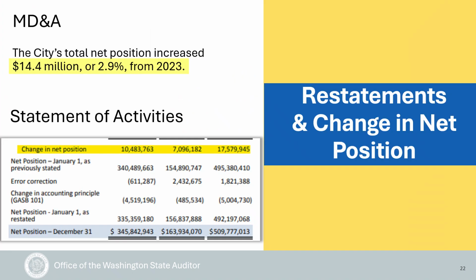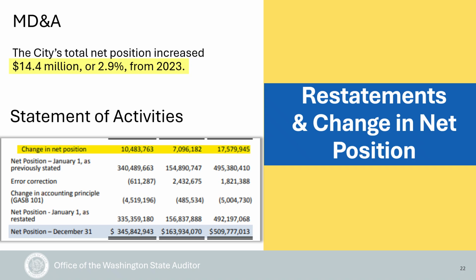Another issue we have seen after the implementation of GASB 100 is the reporting of the change in net position in the MD&A compared to the financial statements. In this example, the MD&A states that the change in net position increased by 14.4 million. But when we look at the statement of activities, we see the change in net position is 17.6 million.